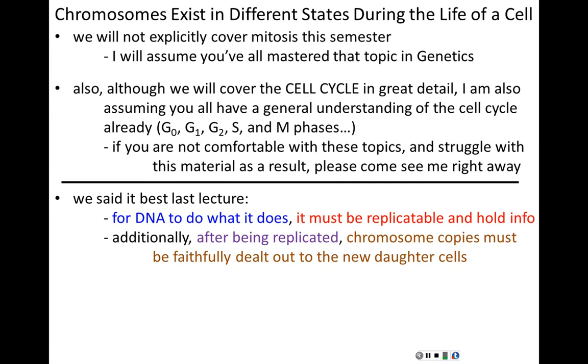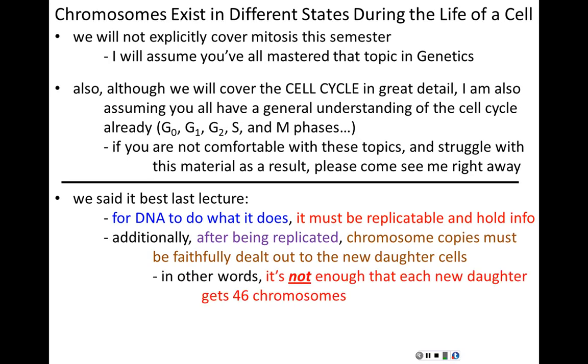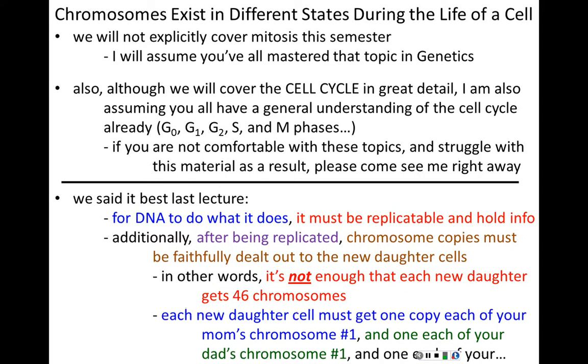Additionally, after being replicated, cells must have a mechanism where new chromosome copies can be faithfully and accurately dealt out to new daughter cells. In other words, it's not enough for a new human daughter cell to simply get 46 any chromosomes. It must be that each new daughter cell gets one and only one copy of each individual chromosome. In other words, it truly is like dealing out cards from a deck.